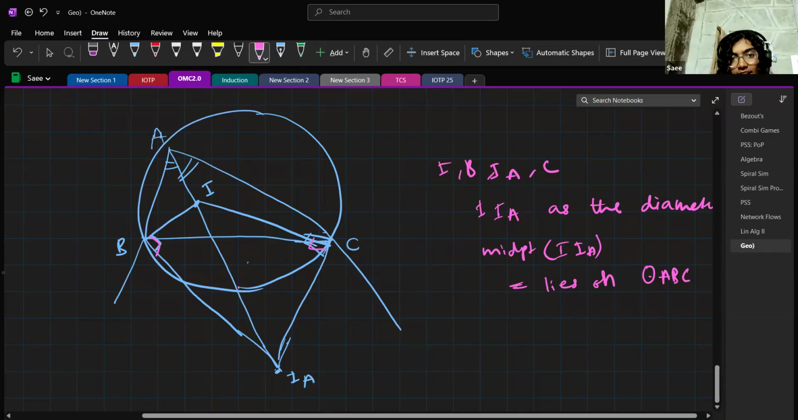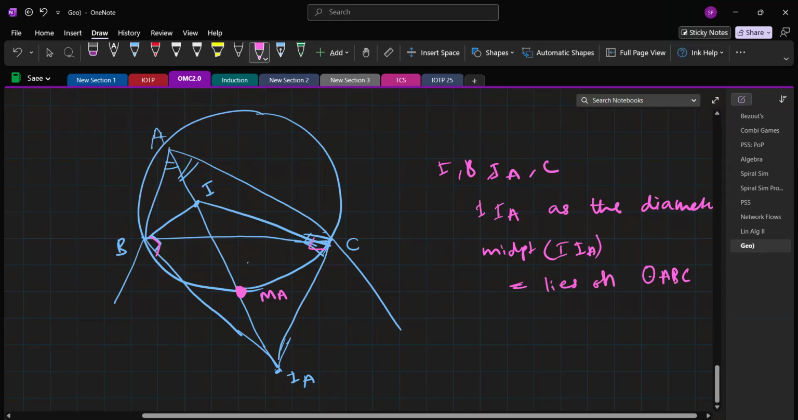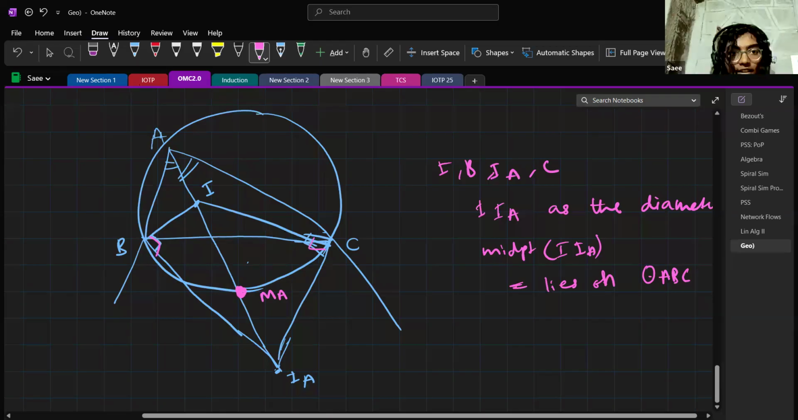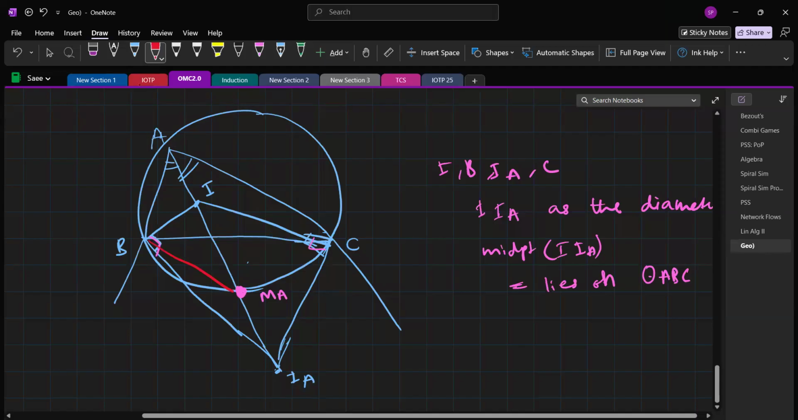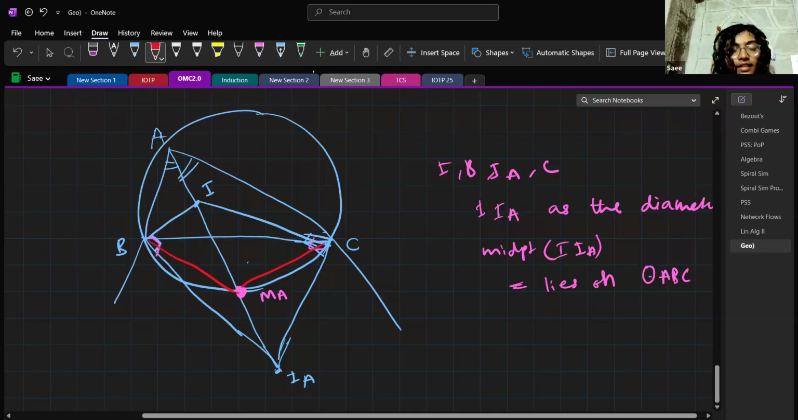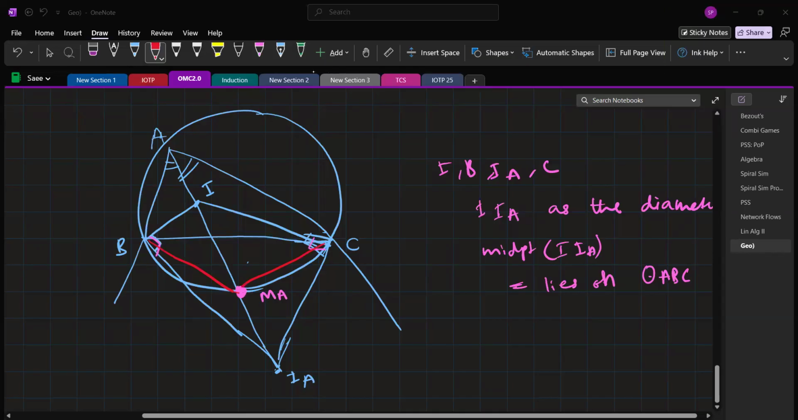What I'm claiming is that if you consider this intersection, let me call it M_A, it is going to be the center of the circle passing through I, B, I_A, and C. Obviously M_A has to be equidistant from B and C. If we want to prove that M_A is the center of B, I, C, I_A, then we want it to be equidistant. Yes. So assume that the intersection of the perpendicular bisector of BC with the circle is M, for example.